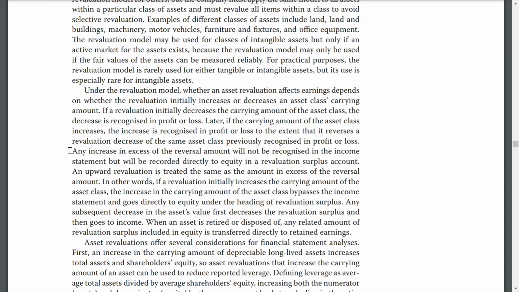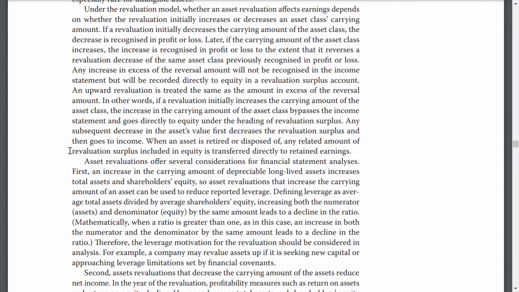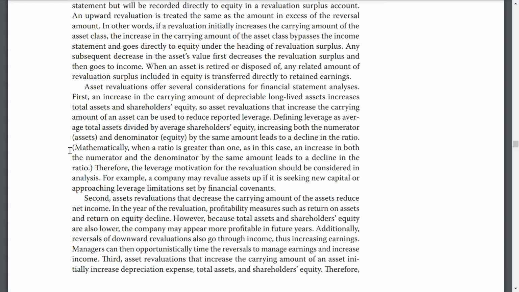Asset revaluation offers several considerations for financial statement analysis. First, an increase in the carrying amount of a depreciable long-lived asset increases total assets and shareholders' equity. So asset revaluation that increases the carrying amount of an asset can be used to reduce reported leverage. Defining leverage as average total assets divided by average shareholders' equity, increasing both the numerator, the assets, and the denominator, the equity, by the same amount leads to declines in the ratio. Therefore, the leverage motivation for the revaluation should be considered in an analysis.